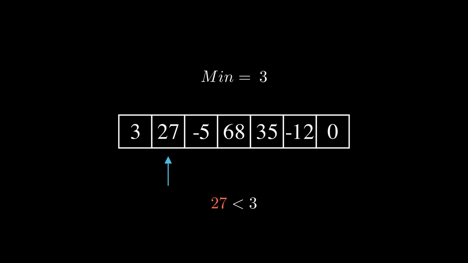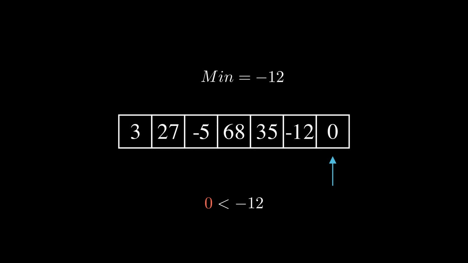The pointer moves on to the next value. Since 27 is not smaller than 3, the pointer continues. Negative 5 is smaller than 3, so negative 5 becomes the new minimum value. 68 is greater, so the pointer moves on. 35 is also greater, so the pointer moves on. Negative 12 is smaller than negative 5, so negative 12 becomes the new minimum value.